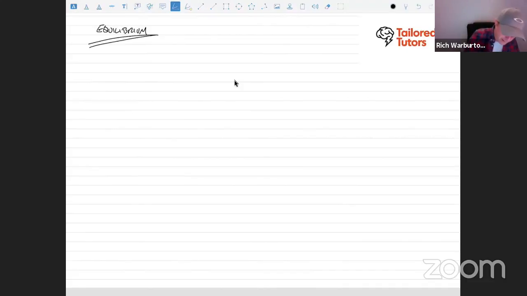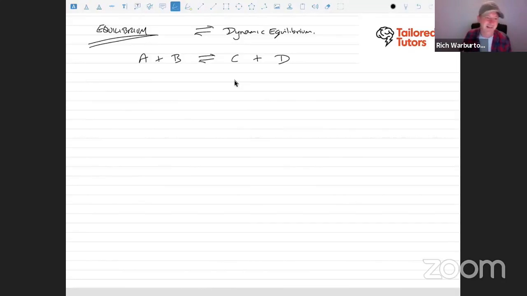Now, of course, equilibrium, that's all based around this symbol here, where we have a dynamic equilibrium. And what that means is that the forward and reverse reactions are happening at the same time. So dynamic equilibrium, that's where that's set up. So if we take something just as blatantly obvious as A plus B in a reversible reaction, a dynamic equilibrium with C and D.